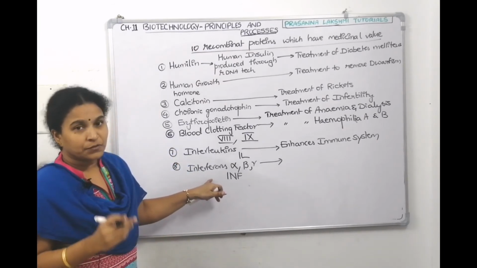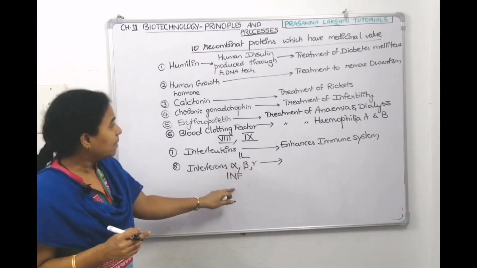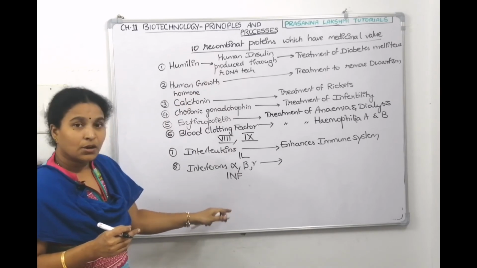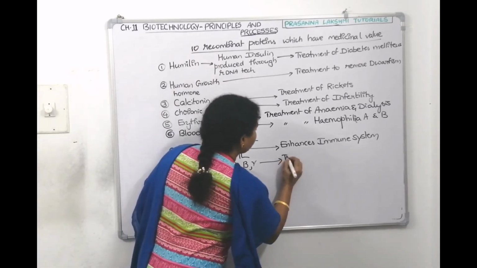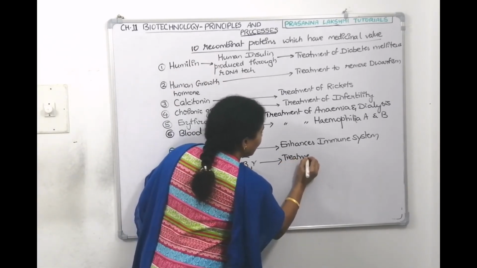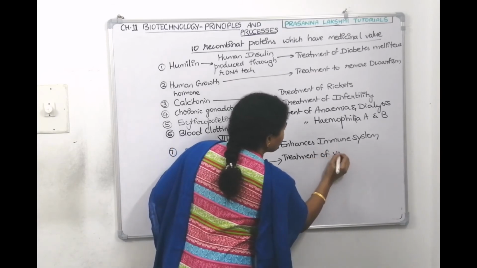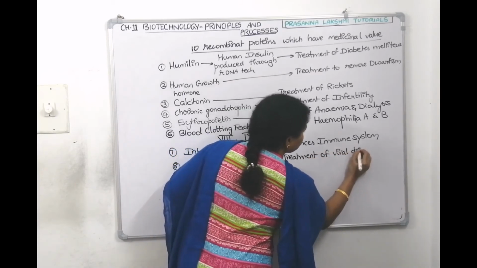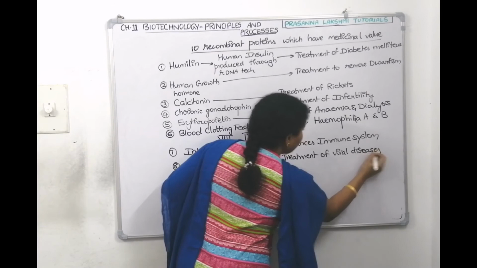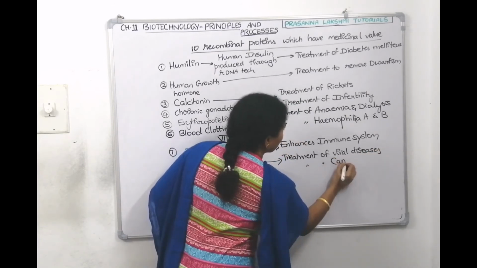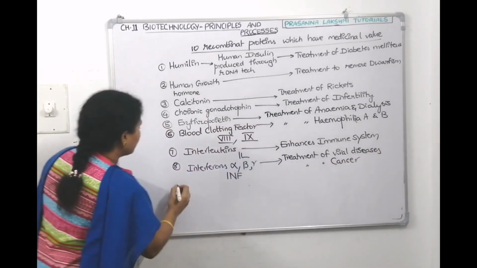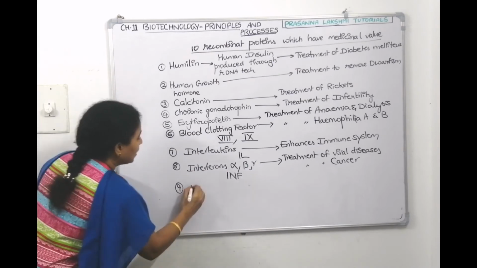So, interferons are of 3 types: alpha, beta, gamma. We can produce them through rDNA technology. They help in the treatment of viral diseases and, as I am telling, in the treatment of cancer also. In the treatment of cancer also we can use them.